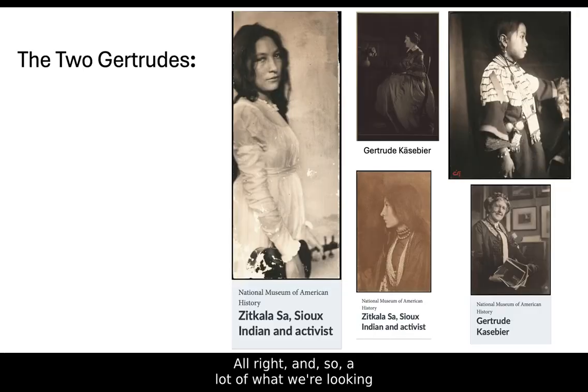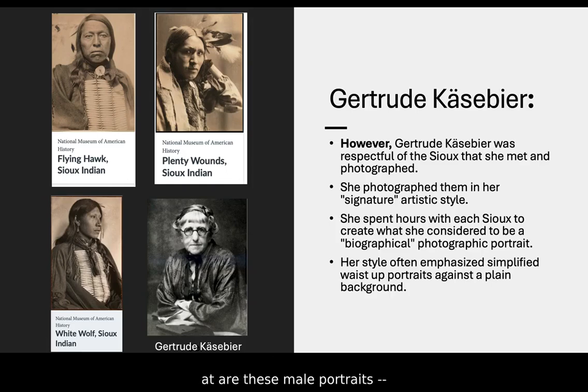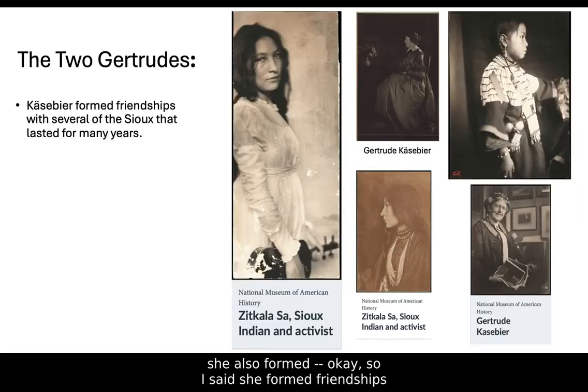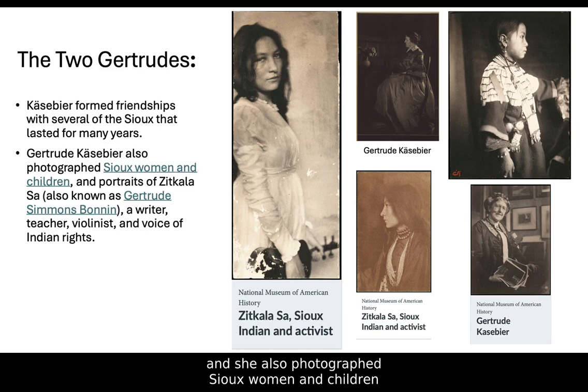All right, and so a lot of what we're looking at are these male portraits that she did of the male Sioux Indian. However, she also formed friendships with several of the Sioux that lasted for many years, and she also photographed Sioux women and children. And Zikalasha, who's also known as Redbird, or sometimes you'll see her as Gertrude Simmons-Bonnin, who's right here. She was a writer, a teacher, a violin player, the voice of Indian rights. She's buried in Arlington National Cemetery. And Gertrude Kasebier, who you see right here and here, photographed Redbird, or Zikalasha, many times as well.